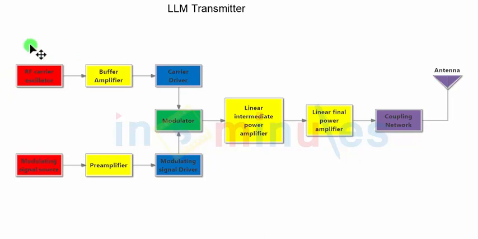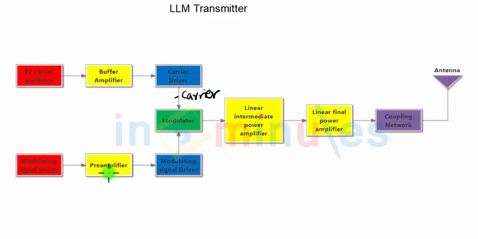The upper branch of the transmitter deals with the carrier signal. We have the RF carrier oscillator, which will be generating the high frequency carrier signal. Buffer amplifier will provide impedance matching between the two blocks. Carrier driver will boost the current content of the carrier signal. But please remember that none of these blocks will provide power amplification to the carrier signal. So we have the carrier signal available at the input of the modulator, but it is of low power content.